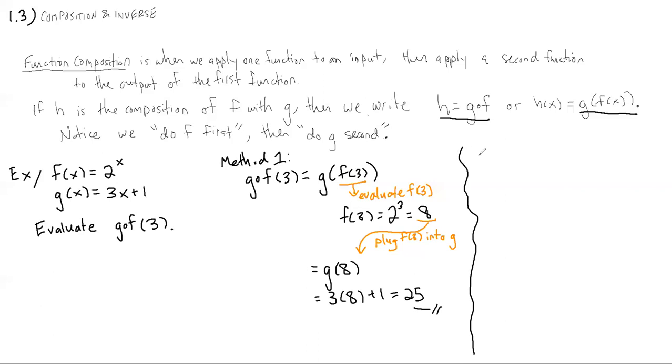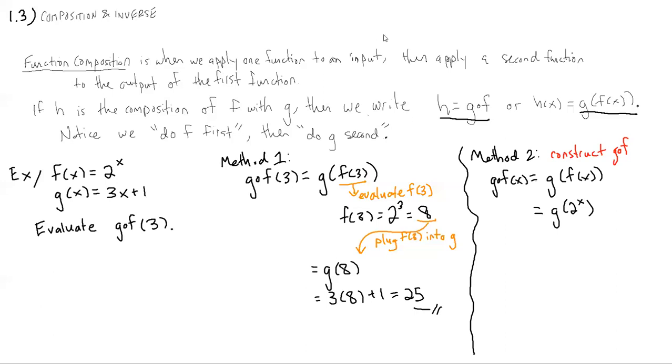The second method, what we can actually do is just construct this new g composed with f function. So I'm going to construct g composed with f, and I'm going to do that by plugging f into g. So g composed with f of x is g of f of x. And I know what f of x is. It's 2 to the x. Right, those things are equal.